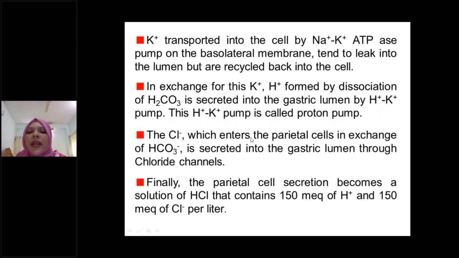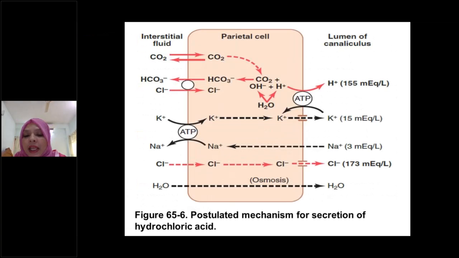Now, the chloride ion which enters the parietal cell in exchange of bicarbonate is secreted into the gastric lumen through chloride channels. Finally, the parietal cell secretion becomes a solution of hydrochloric acid that contains 150 milliequivalent of hydrogen ion and 150 milliequivalent of chloride per liter. This mechanism I have taken from the 22nd edition of Ganong. Okay, but you can write down this thing from Guyton also, 13th edition Guyton.